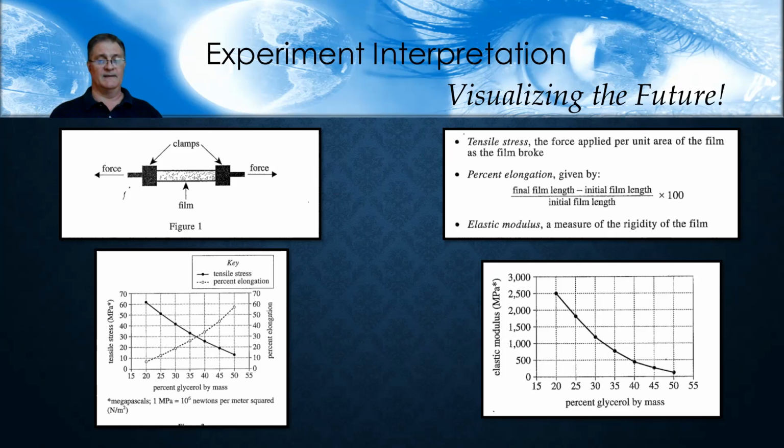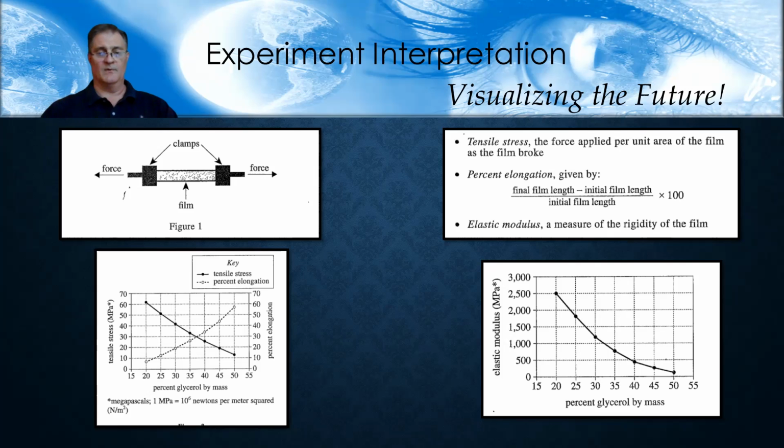Now, look at the tensile stress. As we increase glycerol from 15 to 55, the tensile stress decreases as we increase glycerol. So those two lines, if you think about their definition, does that make sense in their relationship? And yes, it does. Okay, so now the last graph, the bottom right-hand side, we are now measuring elastic modulus.